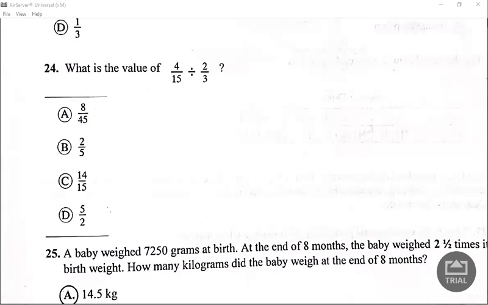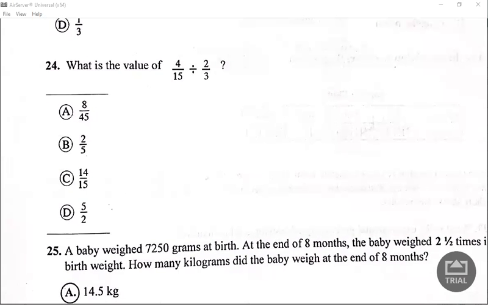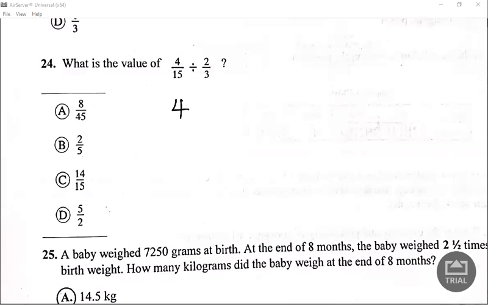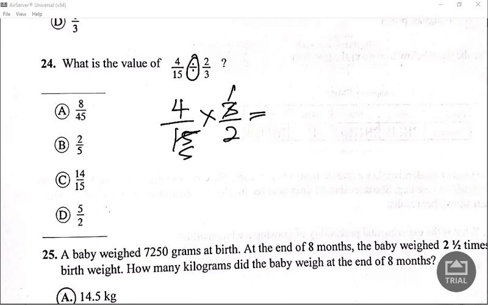24 says, what is the value of 4/15 divided by 2/3? So we know the rule that says keep the first fraction, which is 4/15, change the division to multiplication, and then we reciprocate. So 2/3 becomes 3/2. Of course, we can cancel from here. 3 into 3, 1, 3 into 15, 5, 2 into 2, 1, which gives us 2/5. So that's B.